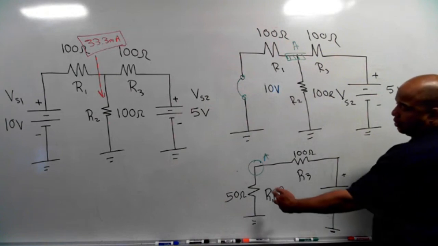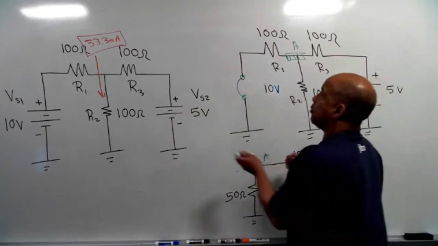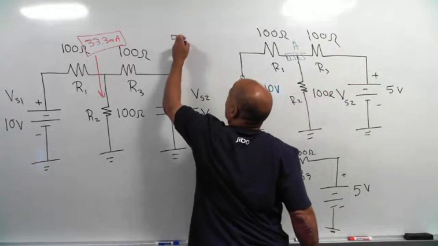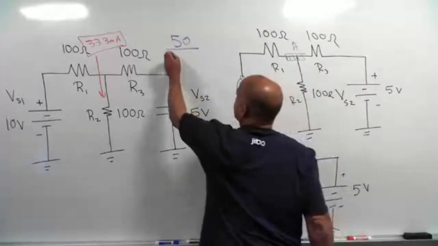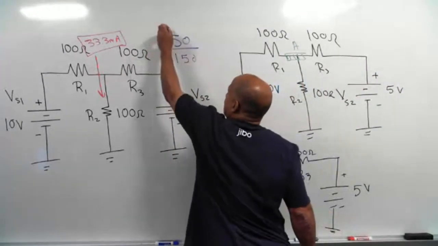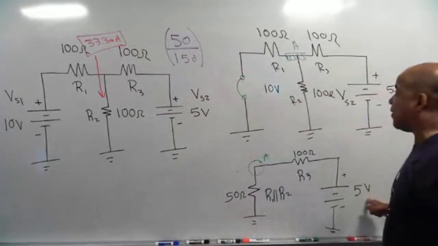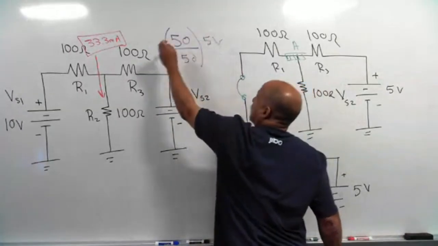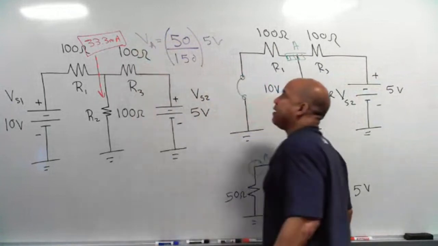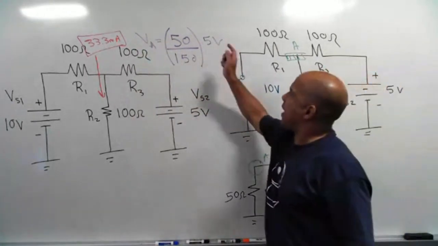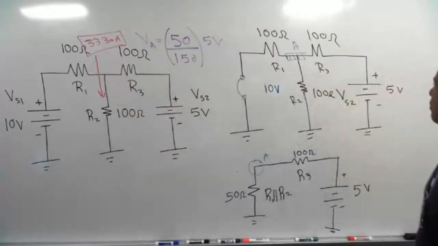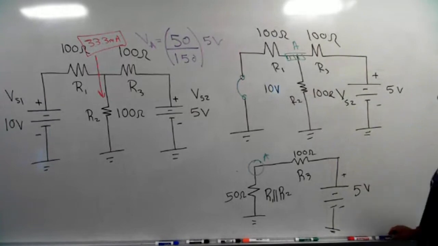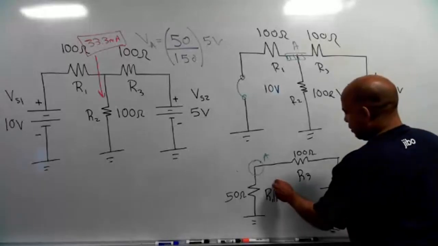Voltage divider rule says if I want to know the voltage across a resistor, put that resistor in the numerator. Divide that resistor by the total resistance in the circuit, which in this case is 150. Multiply that fraction by the total voltage, which in this case is 5. And that'll give me the voltage drop for VA. Somebody tell me, that's 1/3 of 5. What is 1/3 of 5? 5 divided by 3. 3.33 continuing.